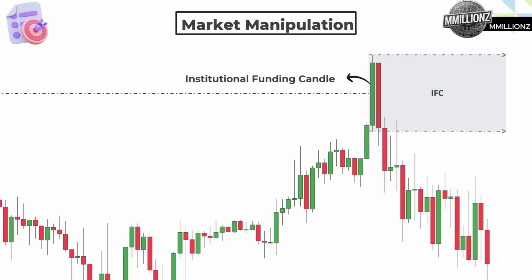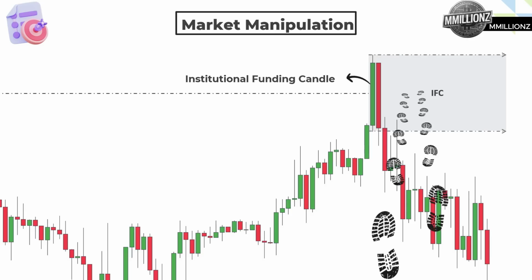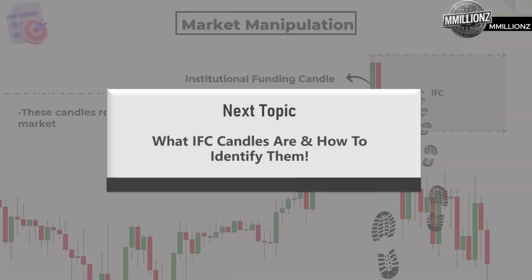One of the most effective ways to identify these footprints is by correctly recognizing institutional funding candles, IFCs. These candles represent manipulation plays in the market, and properly analyzing them gives you a perfect edge in predicting the market's next move. Now, let's start with the basics: what IFC candles are, and how to identify them on a price chart.